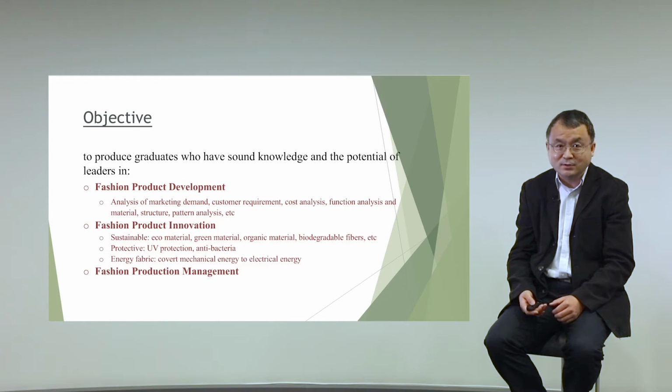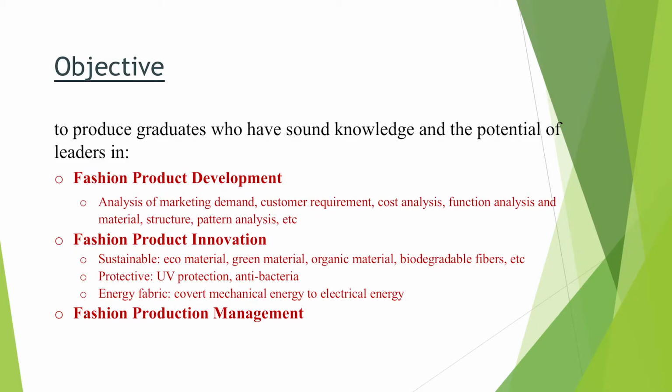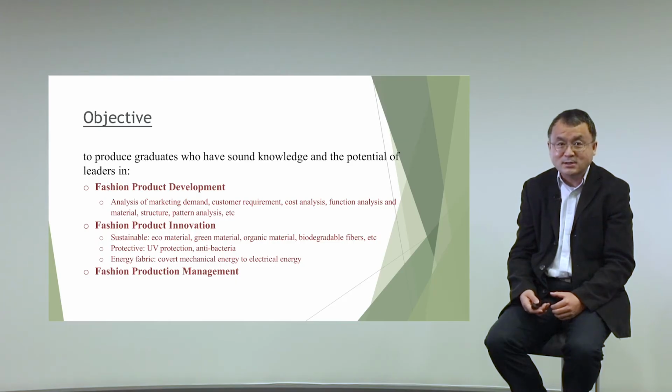We also aim to produce graduates with very strong knowledge in product innovation. For example, everybody is talking about sustainable technologies. We also focus on eco materials and green materials, for example, organic materials, and textiles that can protect people from, for example, UV radiation and bacteria. Today, textiles are becoming more advanced, for example, energy fabric, which can produce electricity. And we hope in the future our students can take management roles in the production sector.